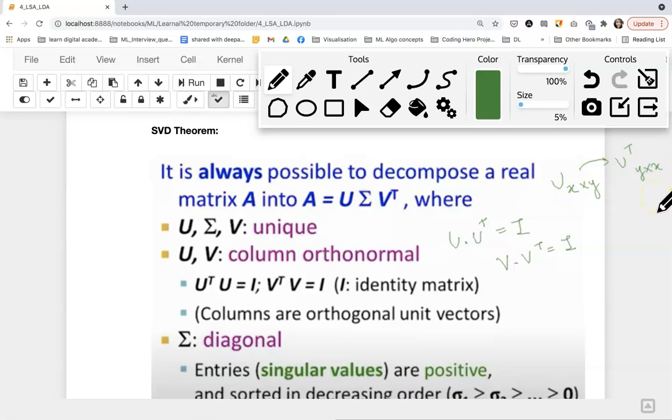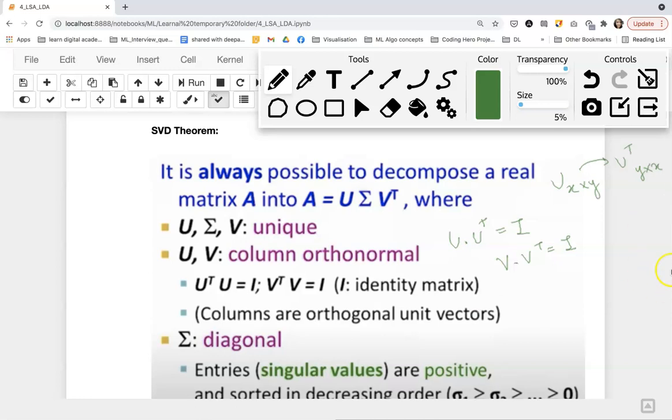Another property of orthonormal matrices is that each column in these two matrices, U and V, has Euclidean length of 1, meaning the sum of squared values in each column is 1. Another property is that if we take any two columns out of U or out of V and multiply them, the dot product of those two columns will be 0. These are some properties of orthonormal matrices.